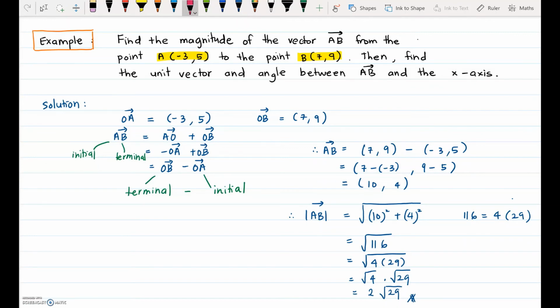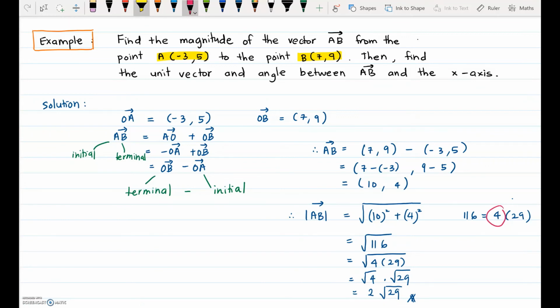So this is how you simplify your square root. Firstly, you have to find a perfect square. So what are the perfect square numbers? 4, 9, 16, 25. And then if you can simplify, you have to simplify your square root. All right, so this is the answer for the magnitude of AB.